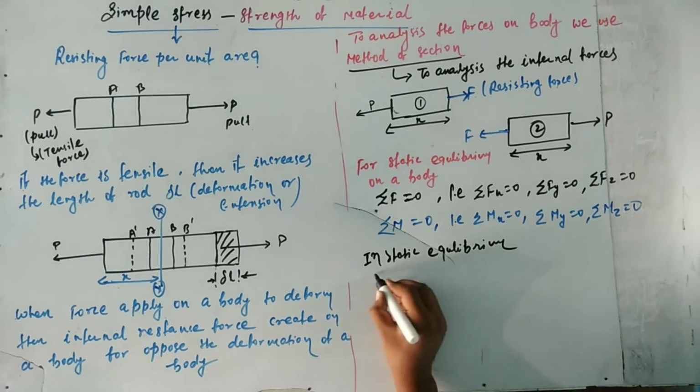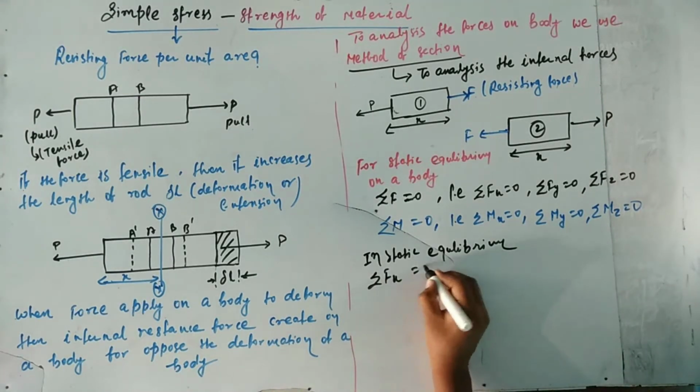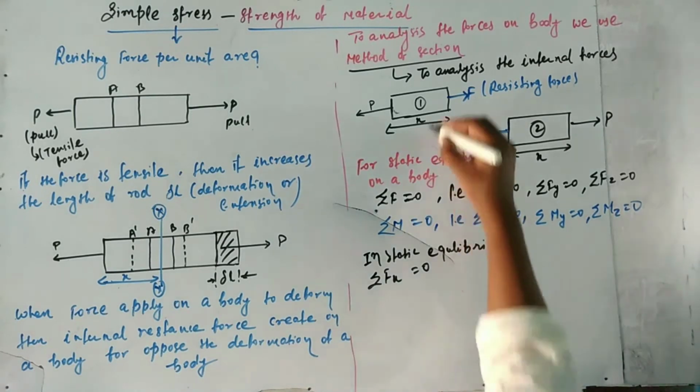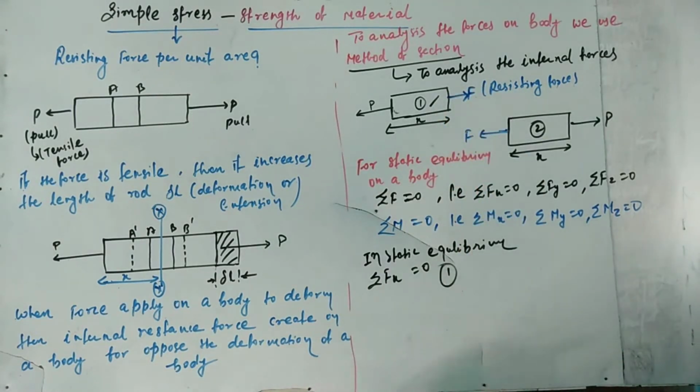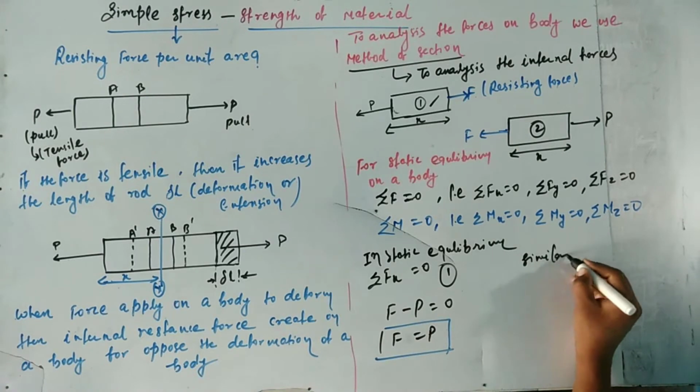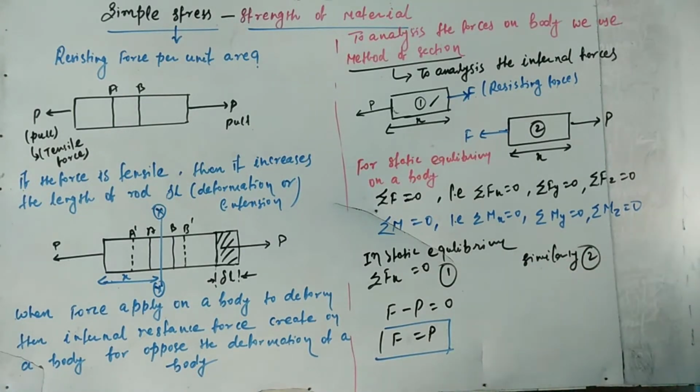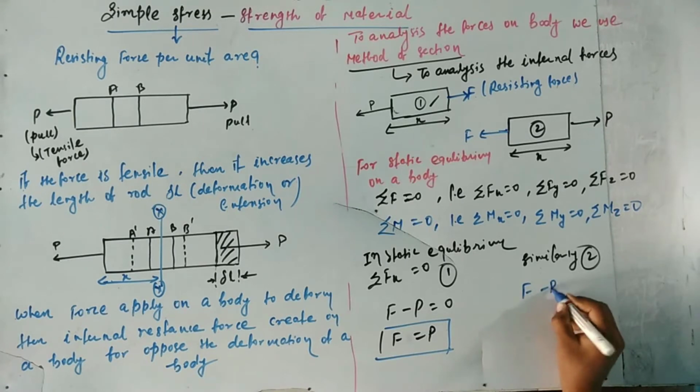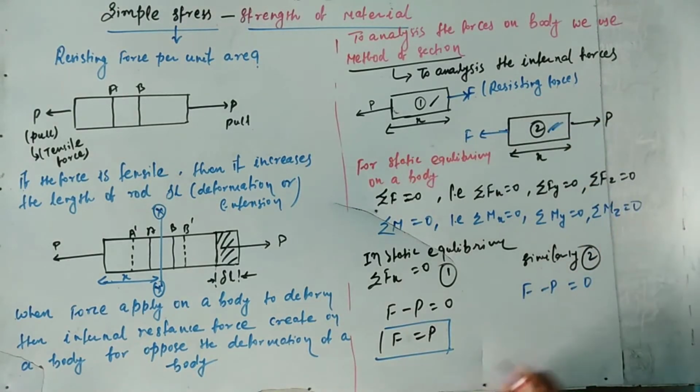So in case of static equilibrium, the force acting on the body here is in x direction. We can apply it in y direction also, the result will be the same. So here the force acts in x direction because tensile force is there. So on both sides F minus P is equal to 0 because the body is in static equilibrium. Therefore F equals P. Similarly in segment 2, F minus P equals 0. Therefore F equals P.